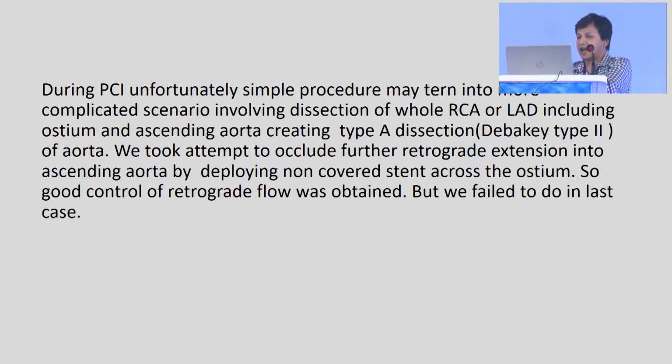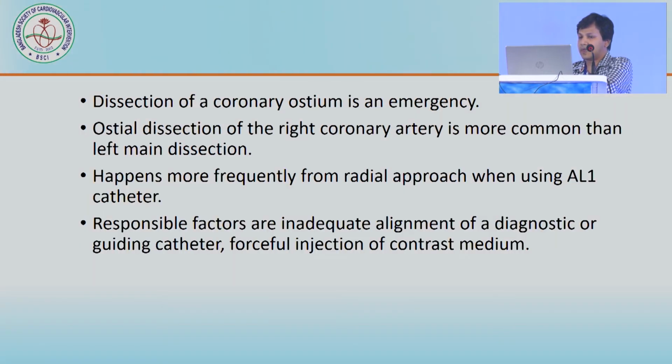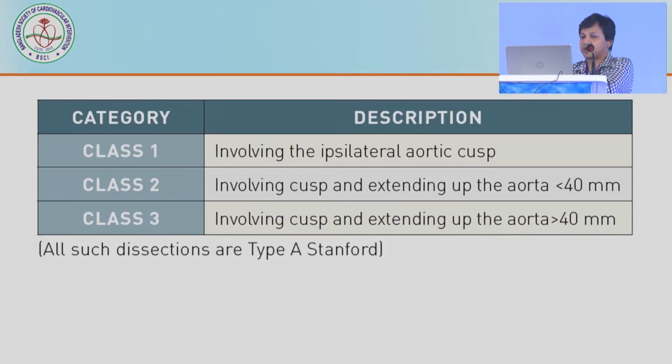We made every attempt to occlude the further retrograde extension into the ascending aorta by deploying a non-covered stent across the ostium. So good control of the retrograde flow was obtained. Dissection of the coronary ostium is always an emergency. Ostial dissection of the right coronary artery is more common than left main dissection, and it happens more frequently from the radial approach using an AL1 catheter. The responsible factors are inadequate alignment of a diagnostic or guide catheter and forceful injection of contrast medium.